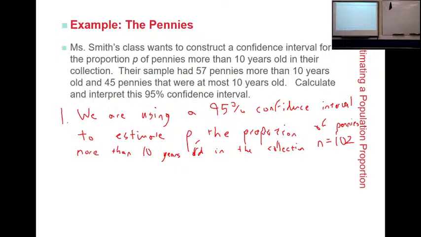And so, P hat, that proportion, out of 102, we're looking for the ones that are more than 10 years old. That's 57. 57 out of the 102. Can I get a decimal out of that? 0.55, we'll do 0.559. So these are the variables that we're going to use.